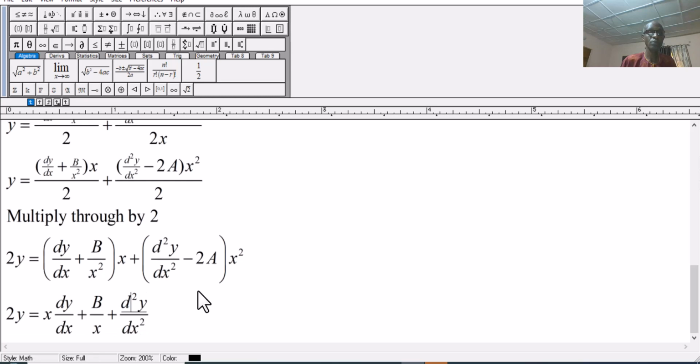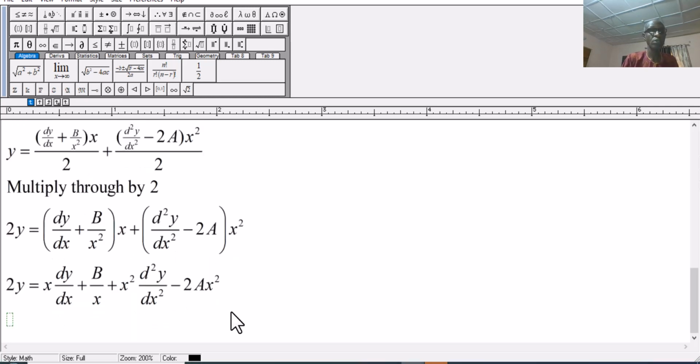So we now have this, which will now be x squared minus 2a x squared. So this is what we have at the end of this simplification. So let's bring all the terms together and see what we can get from it.